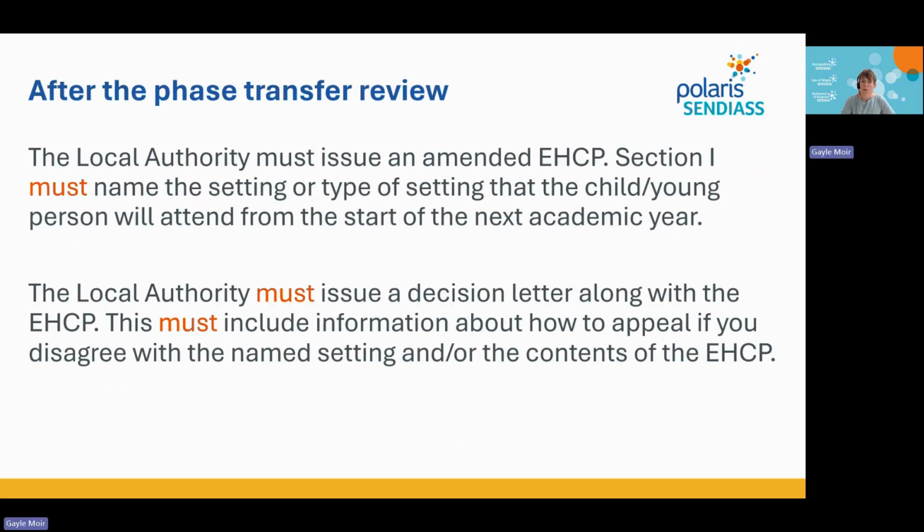After the phase transfer review's been completed, so by the 15th of February or the 31st of March, the local authority has to issue an amended education, health and care plan. Section I has to name the setting or type of setting that the child or young person will attend from the start of the next academic year. And the local authority must inform you in a decision letter that goes with that plan of your right to appeal if you disagree with the setting that's been named or the contents of the plan.